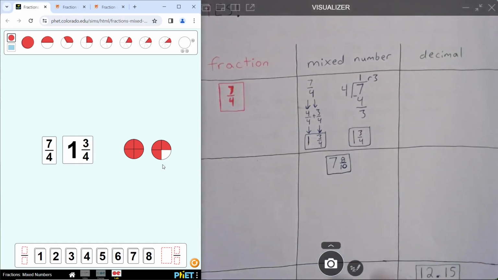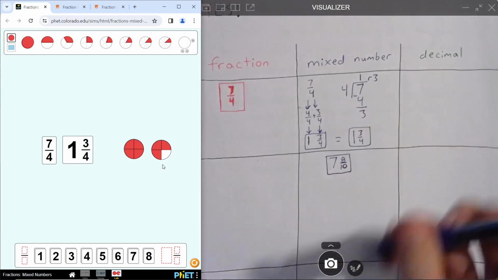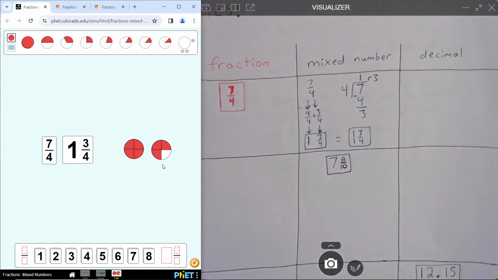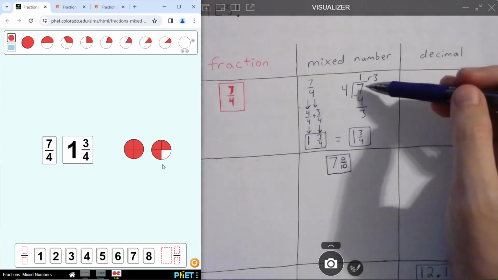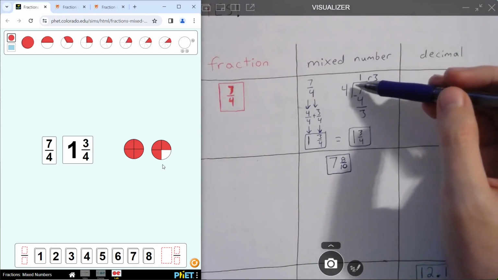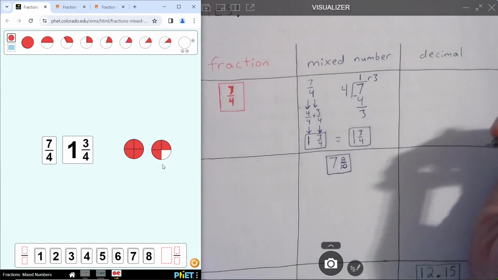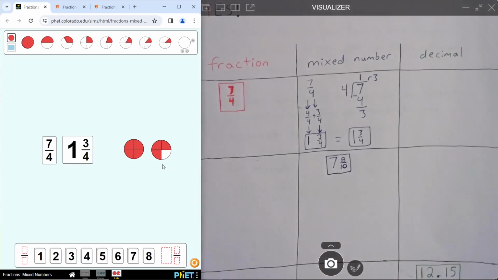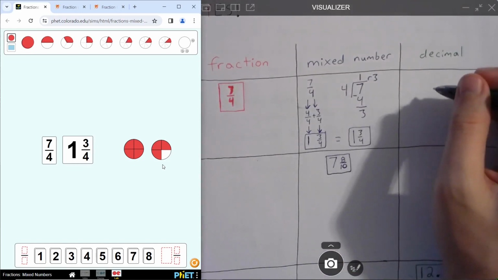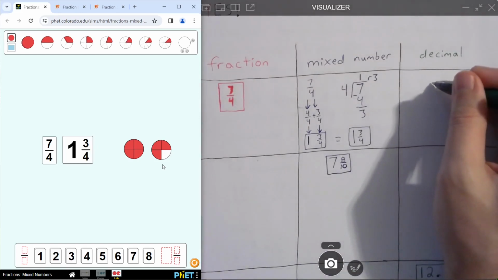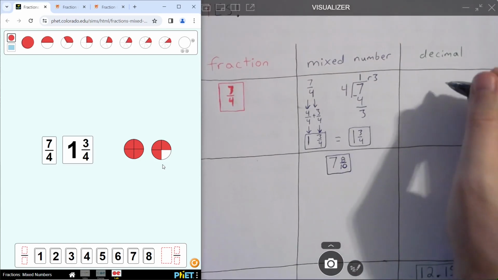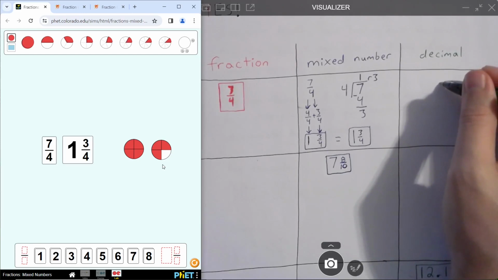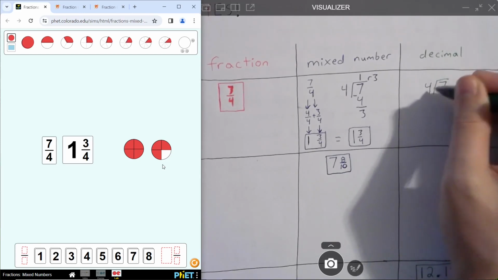So 1 and 3/4. Those are equal. And then if you wanted to turn it into a decimal, similar to how you turned it into a mixed number in this step, what you would do is take your numerator and divide it by your denominator, but you would no longer be working with a remainder. You would just do 7 divided by 4 without the remainder.